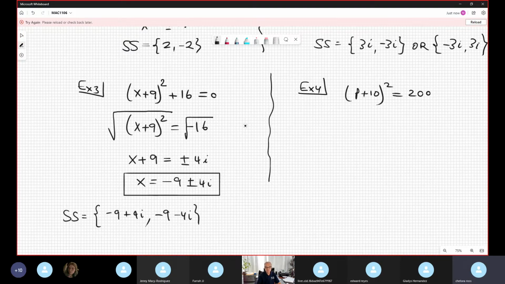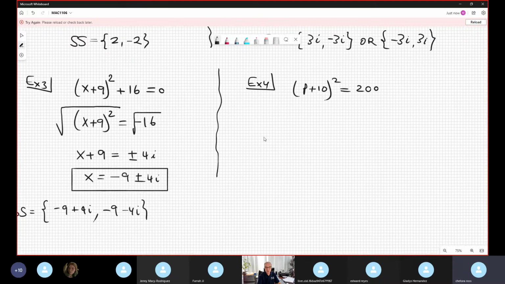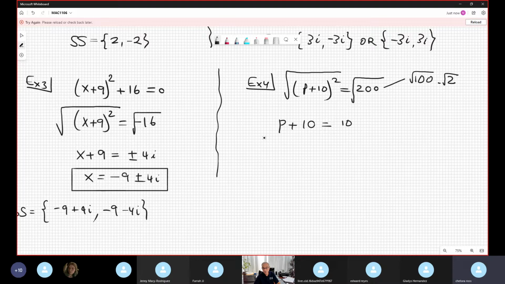In this example, no complex, I suppose. You isolate and you directly apply the square root. So this method, guys, is the square root method. It's p plus 10, and this is 200. 200 is 100 times 2. The square root of 100 is 10, and the square root of 2 we leave like that. So the 2 stays inside the radical, and the 100 goes outside the radical like a 10.